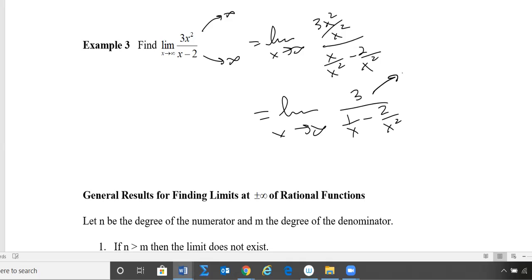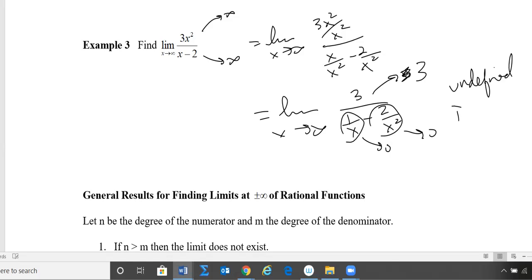So what we're seeing is a 3 up here, and both of these are zeros down here. These fractions become 0. So 3 up here, 0 down here. This is undefined. Undefined because we have 3 over 0, so this does not exist. Let's say DNE.